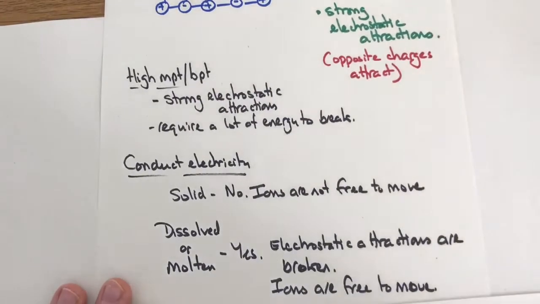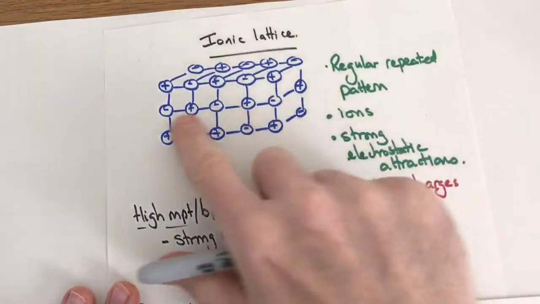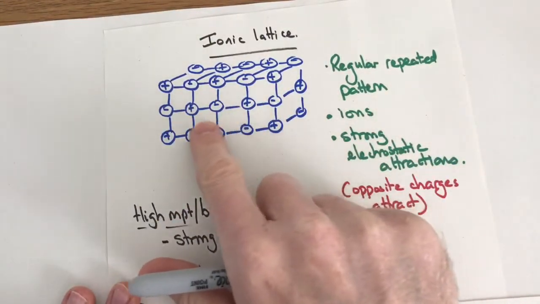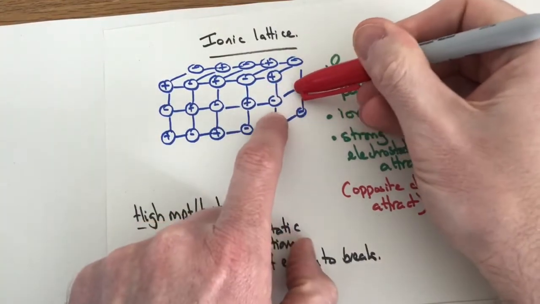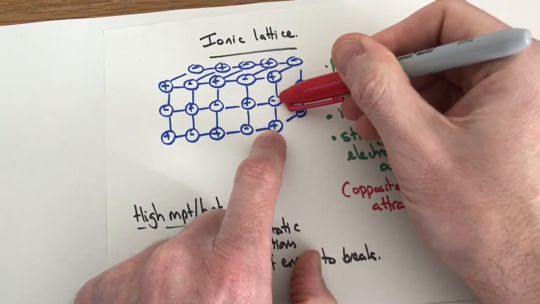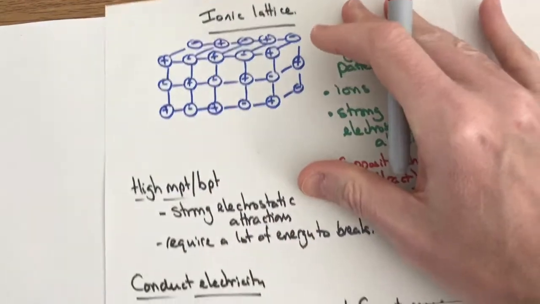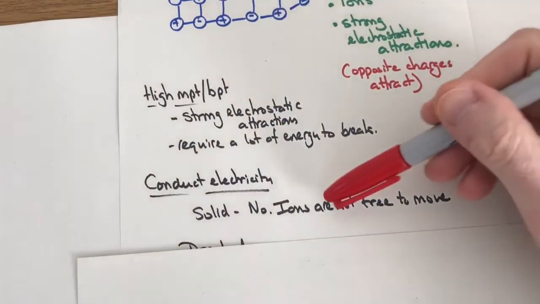Second property is its ability to conduct electricity. And remember that electricity has to have a flow of charged particles. When it's a solid in this state, these ions cannot move. If I try to move this ion, it's going to be held in place by the electrostatic attractions to the neighboring ions, the surrounding ions. So it can't move.